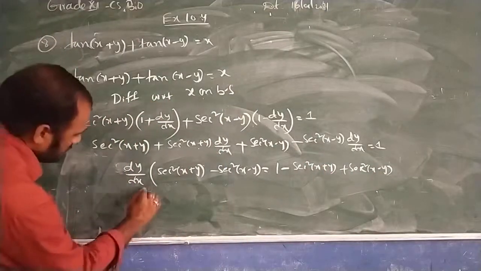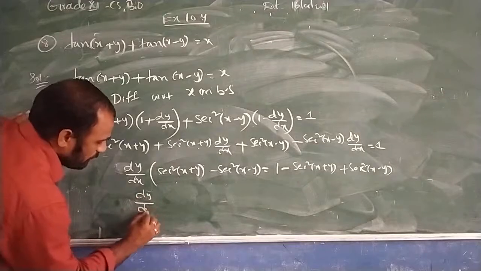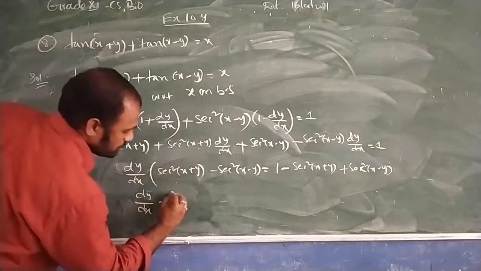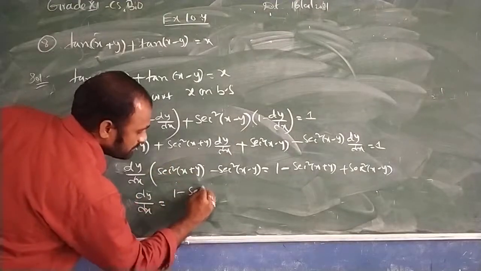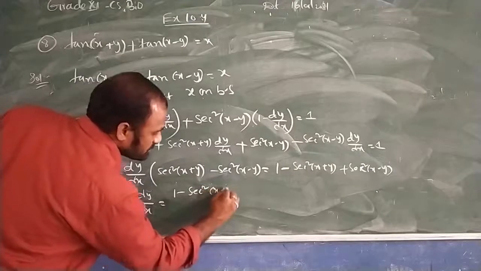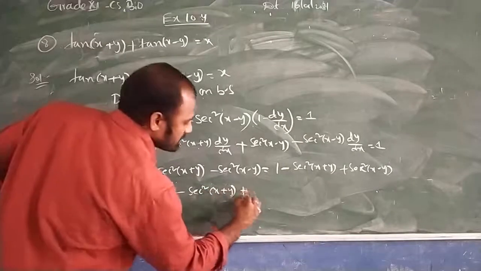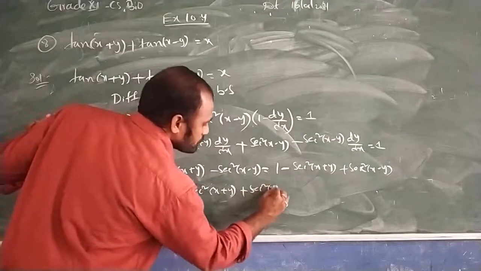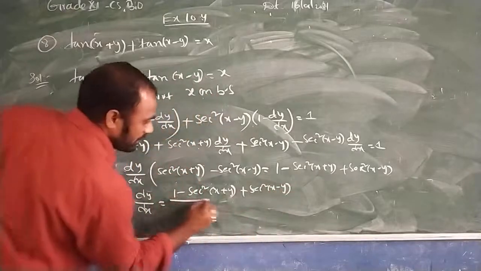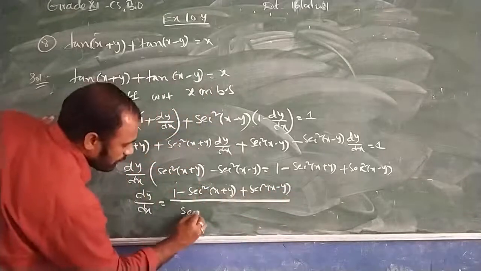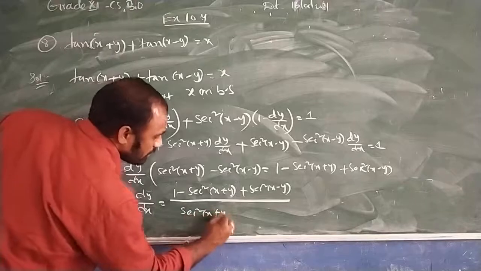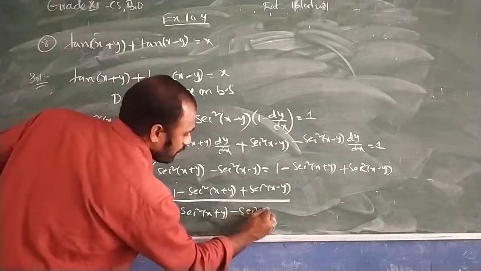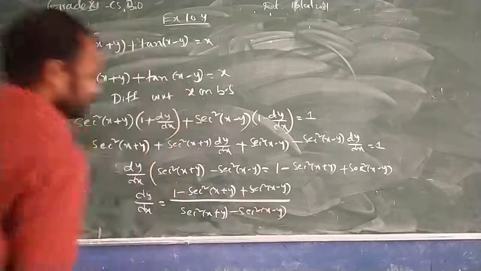So the next step is dy by dx, if you want, we transpose this also. The answer is dy by dx equals minus [secant square of (x plus y) plus secant square of (x minus y)] divided by [secant square of (x plus y) minus secant square of (x minus y)].